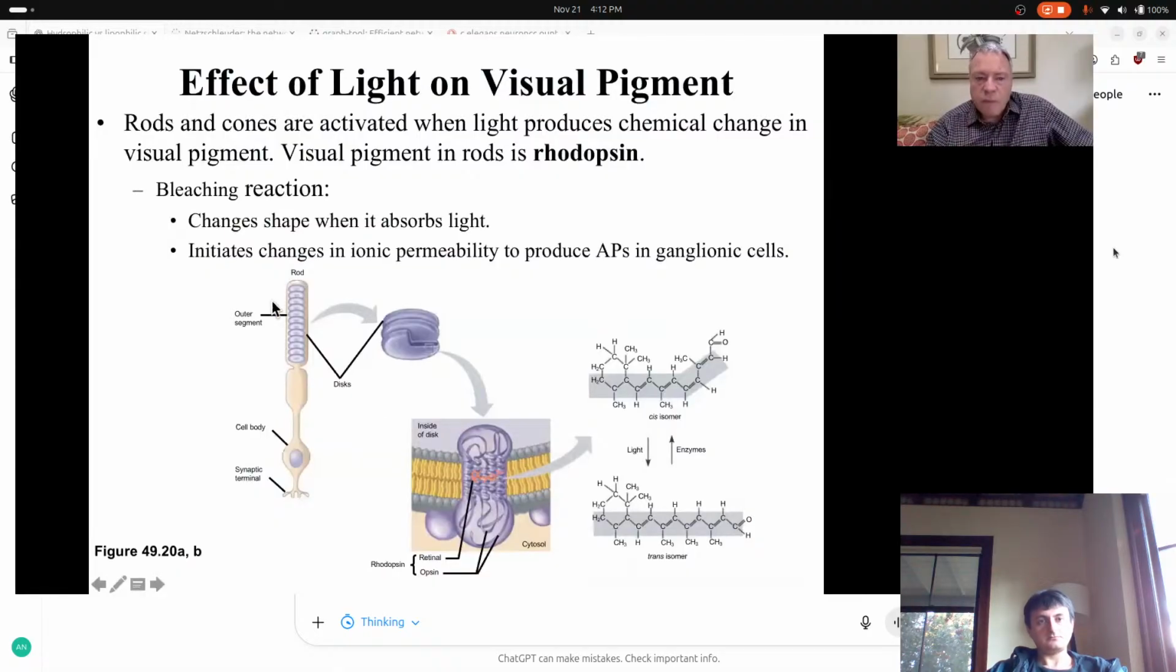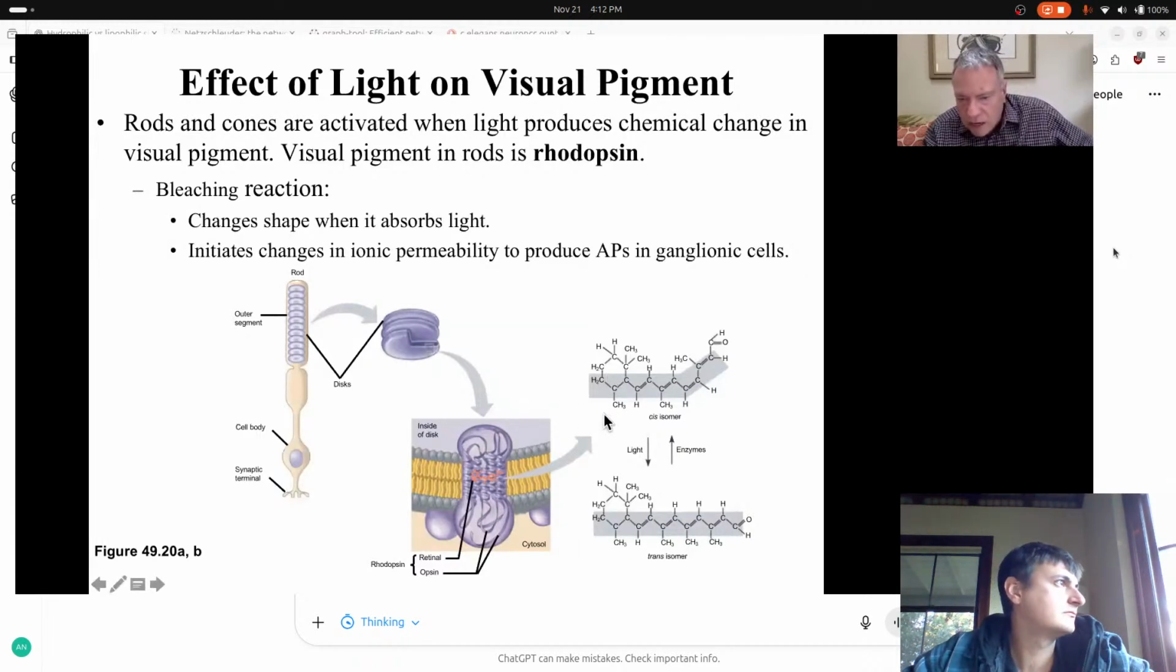Okay, so we said that this membrane-bound pigment is where we're actually absorbing the light. How are we transducing that absorbed light into a neural impulse? Essentially, there is a pigment molecule, a derivative of vitamin A, called retinal. When it absorbs light, it changes shape. In the dark, it has a sort of bent form, called a cis isomer. When it absorbs light, it transforms itself into a more linear structure, called a trans isomer. So it changes shape in the presence of light.